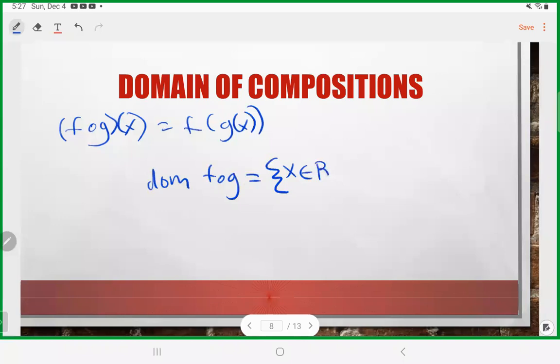all x in the real number set such that x is in the domain of g, right? Of course g has to be real, right? Of course. And since g is the input of f, then g of x in turn has to be in the domain of f. And that is our domain restrictions, okay? So that's how you do it, right?